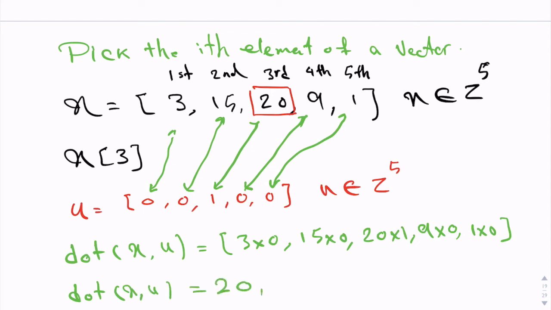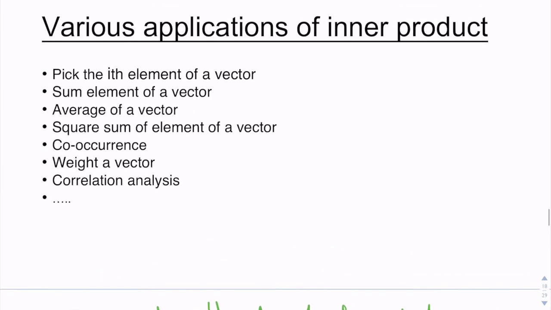And I know that x3 is 20. So this is how we use the dot product to pick up one element of a matrix. Another very, very frequently used application of the inner product is the sum of elements of a vector.